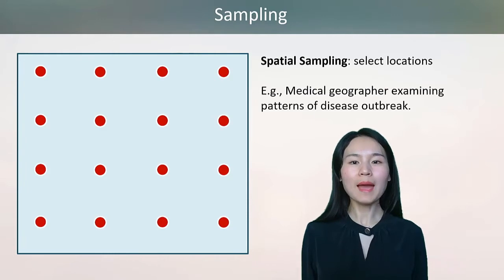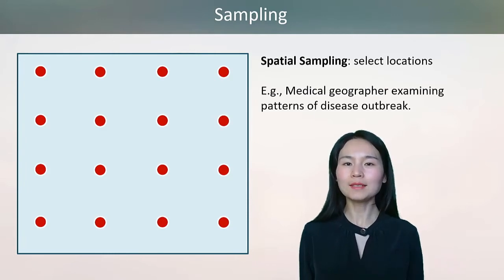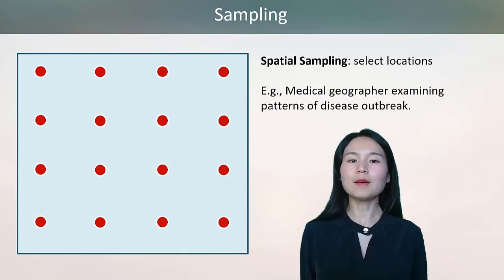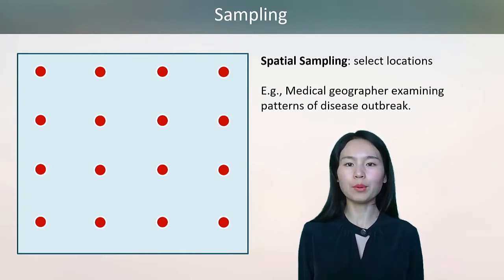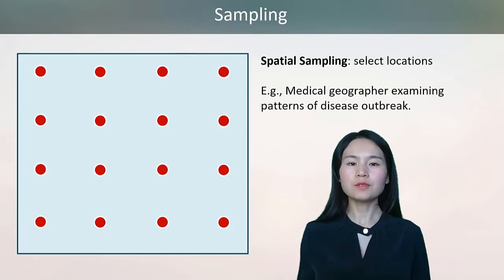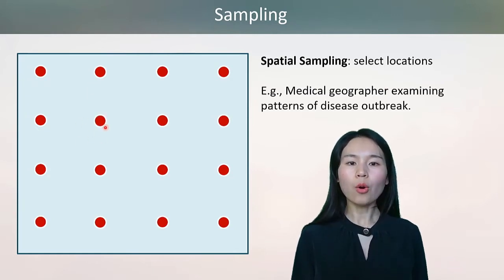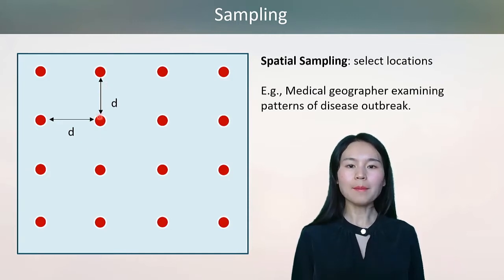In examining patterns of disease outbreak, it does not give us much time to respond. Therefore, we need to select samples to represent the population. This is an example of systematic point sampling, in which one point is randomly selected and all other points are sampled according to equal distance.